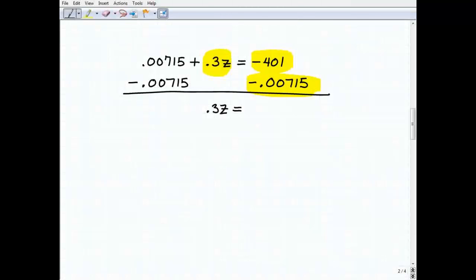Okay, so 401 plus 0.00715 equals negative 401.00715. Let's write everything out. Okay, so, whoops. Nope, I'm sorry. I thought I made a mistake, but I didn't.